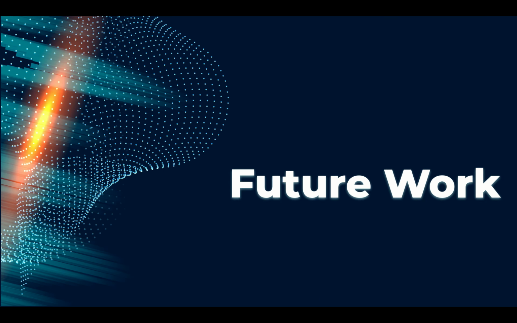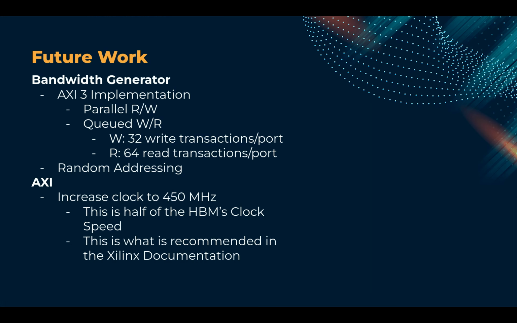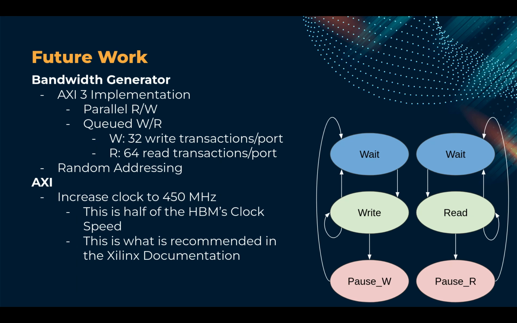Now, as for future work that needs to be done for our project, specifically with the bandwidth generator, we wanted to implement a better AXI 3 protocol so that we can do parallel reads and writes, which would look something like this, where we have two different state machines each functioning so that they can do reads and writes, and then also queuing up reads and writes. Now, the HBM can queue up to 32 write transactions and 64 read transactions at a time.